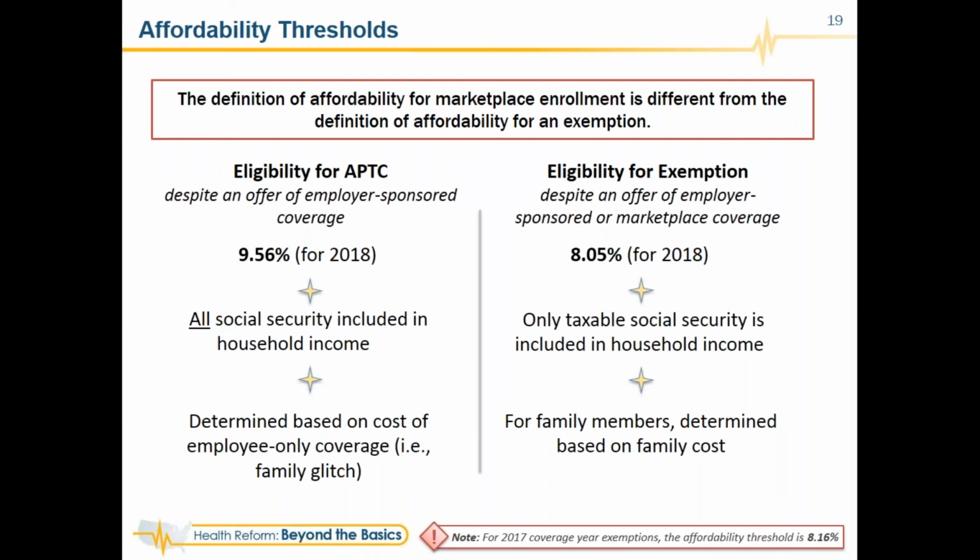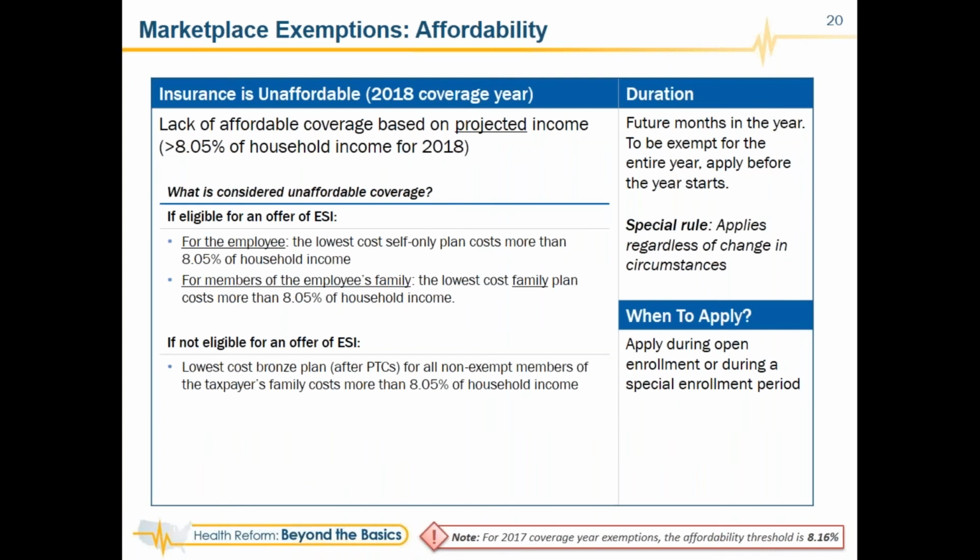And for family members, for the purpose of exemption, we determine whether someone is eligible for exemption based on the actual family cost of coverage, not just based on the self-only cost of coverage. Still, for the employee, it would be based on self-only coverage, because that's the test for an employee. But for the rest of the family, we're looking at what is actually available to them. So let's look at some examples of this. Well, let's look at the rules first.